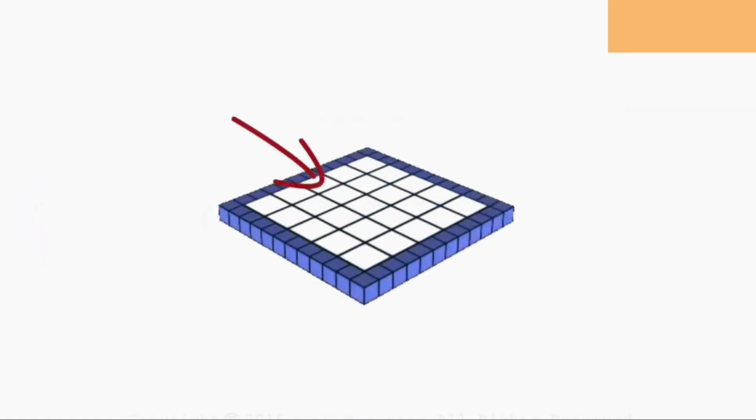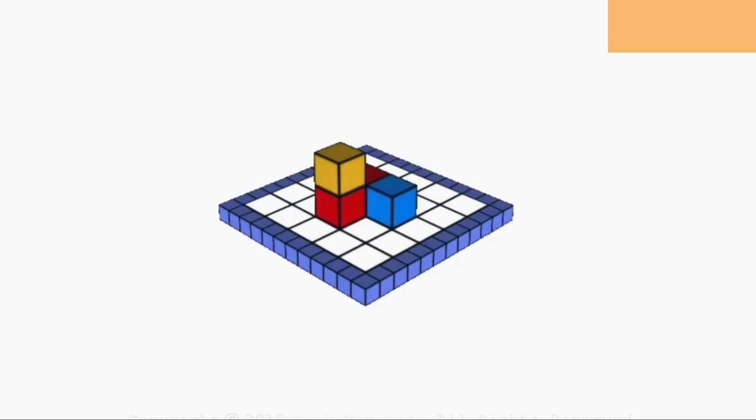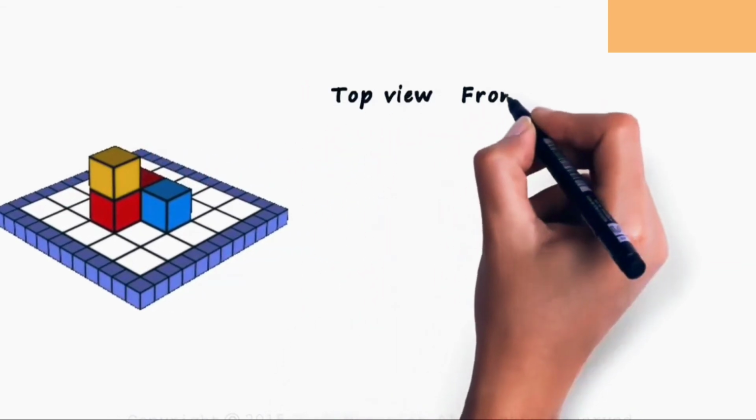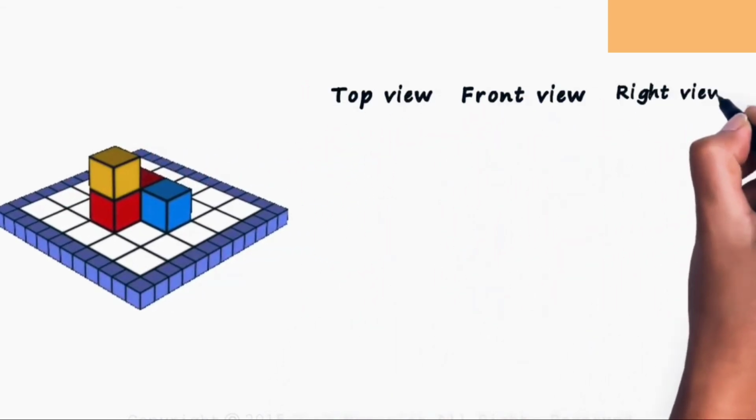So I will be placing a few colored cubes on this plain surface to form a figure. Okay, so here it goes. I place two red cubes here, one yellow cube on top, and one blue cube here. This is the solid we will be referring to for this example. We have two red cubes, one yellow cube, and a blue one. Now we need to draw the top view, the view from the front, and the view from the right.